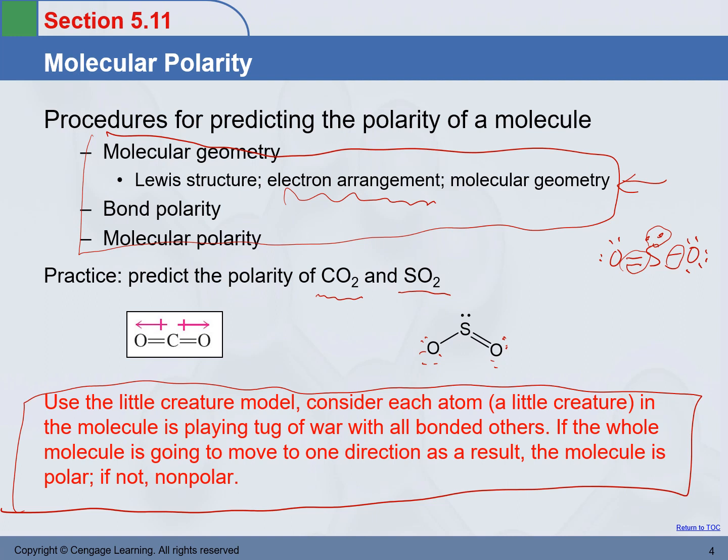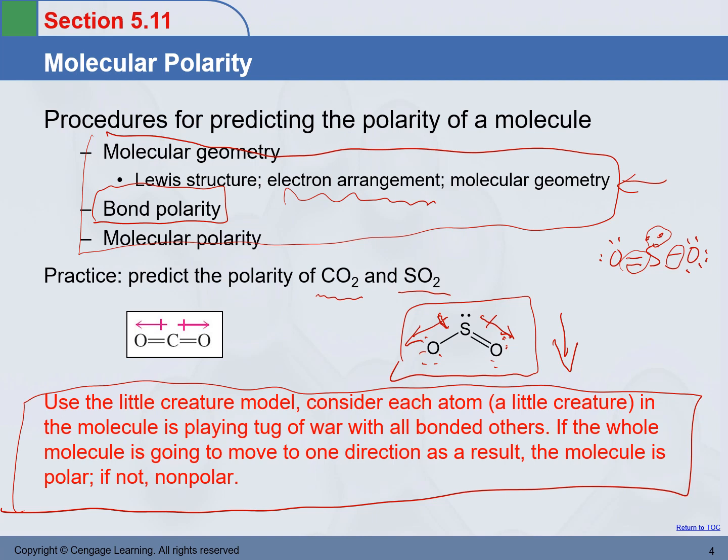All right, now let's look at the bond polarity. We know this is the angular geometry of the molecule. Oxygen is more electronegative than sulfur, so this bond is being pulled away from sulfur towards oxygen. If they are playing tug of war, oxygen is winning. This oxygen is also winning over sulfur. As a result, if the 3 atoms are pulling each other like this, the whole molecule is going to move downwards. Does that make sense to you? So this is a polar molecule. Sulfur dioxide is a polar molecule.